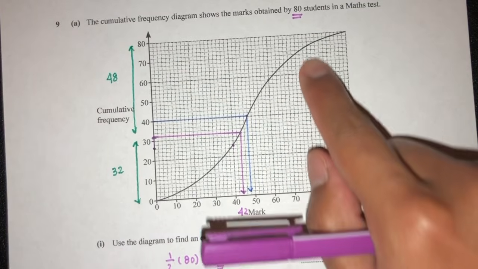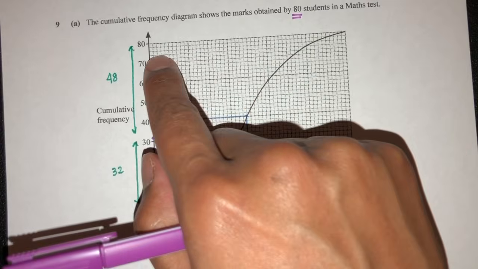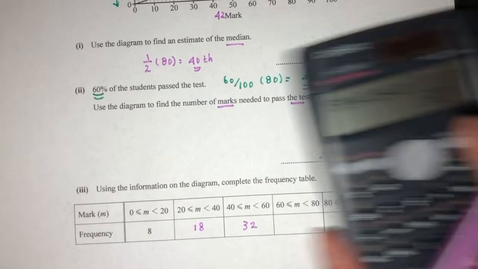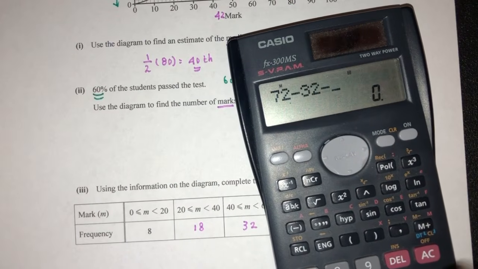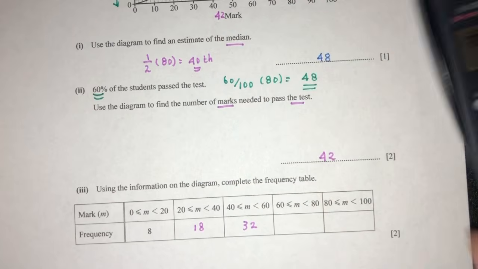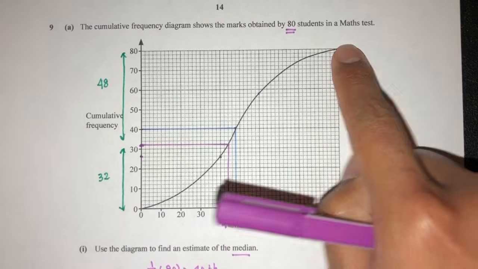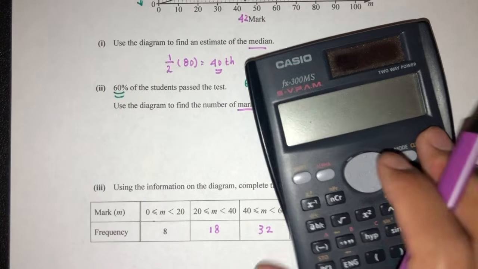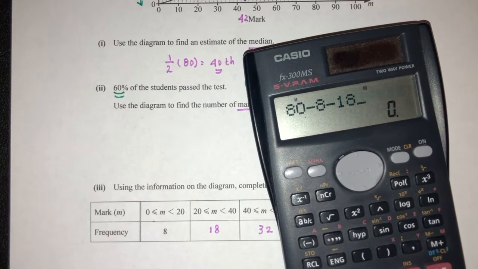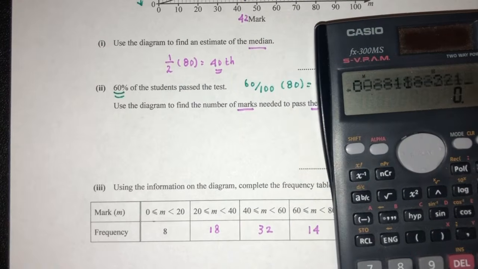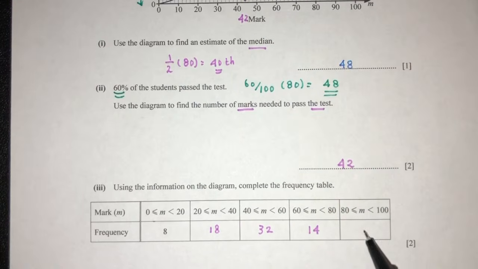And then we have 80. 80 will be right here. That will be the value over here, so that will be 72. 72 minus 32 minus 18 minus 8, that will be 14. And finally, 100 will be right here. That should be 80. So 80 minus 8 minus 18 minus 32 minus 14, that should be 8. So this will be your cumulative frequency graph. Okay, that will be part 3 of your question.